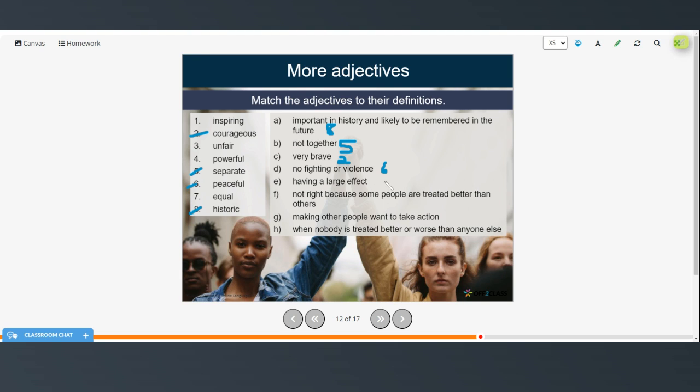Having a large effect is number 4, powerful. Not right because some people are treated better than others, that's number 3, unfair. Making other people want to take action is number 1, inspiring. And when nobody is treated better or worse than anyone else, that is equal.